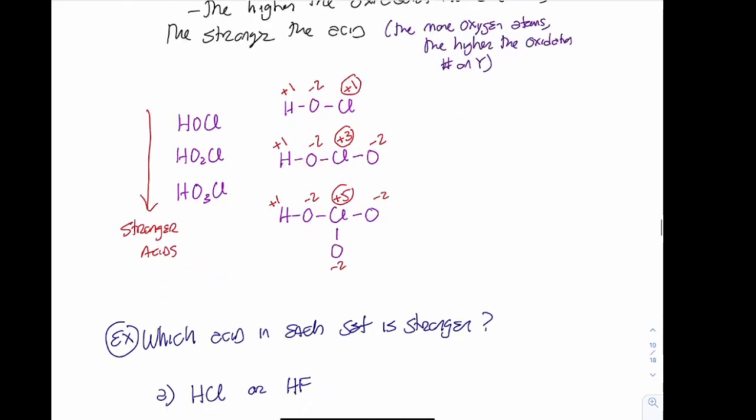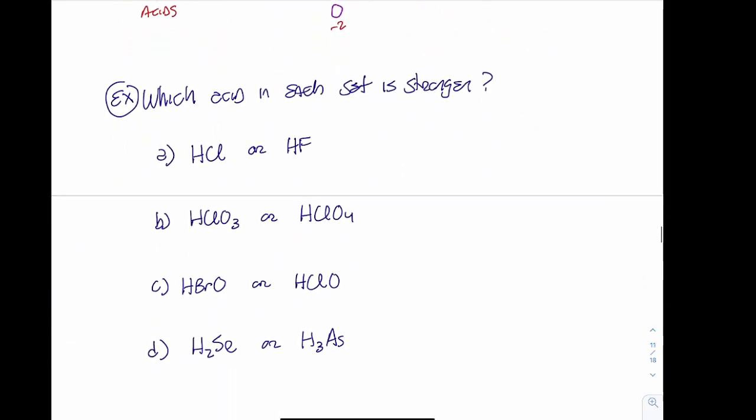So I do have an example for us, and I would like you to do this one on your own. So please hit pause, write this down, and then in each set you're going to identify, you can just circle it, the stronger acid. So please do that. After you're done, hit play again and you can check your work.